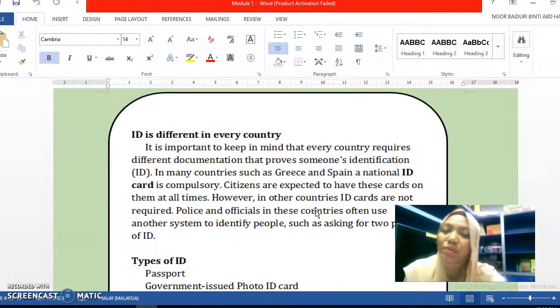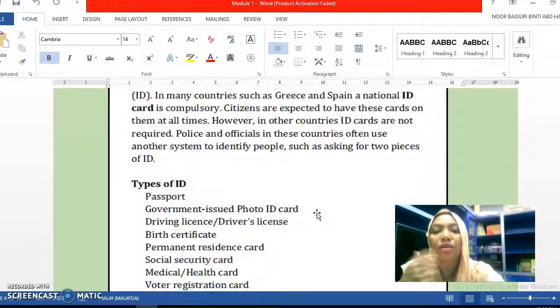Okay, so when we talk about ID, I think it's also a good idea for all officers to be aware that ID is different in every country. I think you are aware of this. So let's go through some of the vocabulary which refers to the different IDs used in different countries.